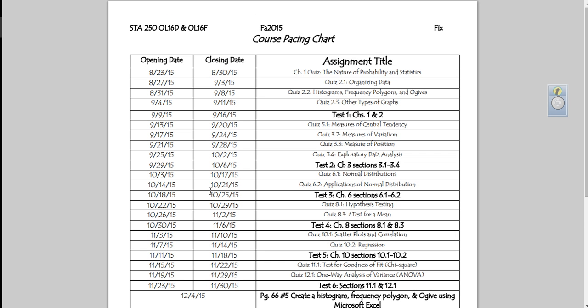All right, so that's the course pacing chart. I would print this off. I would go into the syllabus tab.